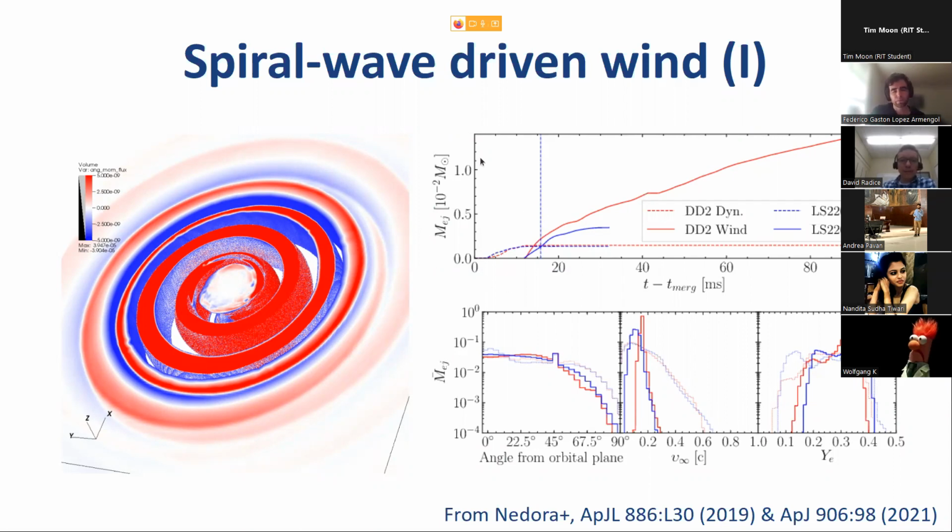You can see here the mass ejection rate as a function of time in milliseconds from the merger. And we can see that once this wind starts to develop, it proceeds with an almost constant mass ejection rate and continues until a black hole forms. For example, in the case of this LS220 binary, black hole formation occurs roughly around here, about 25-30 milliseconds after merger. At that point, the spiral wave wind dies off.